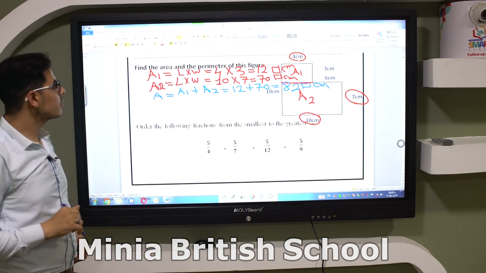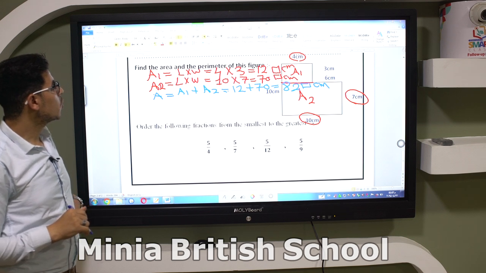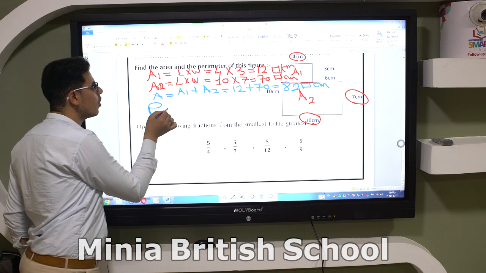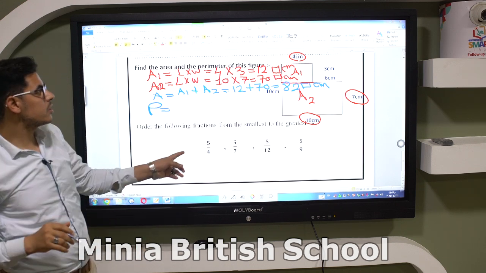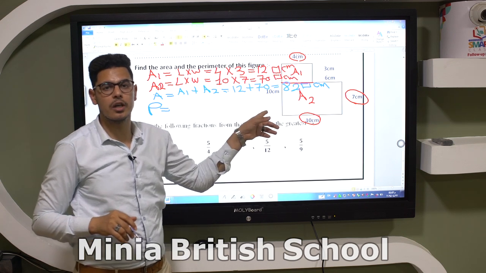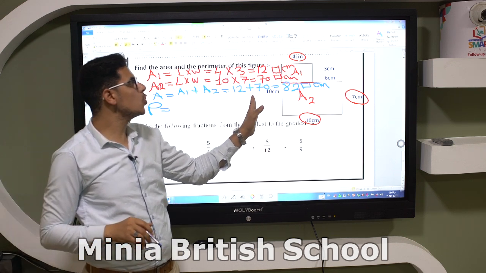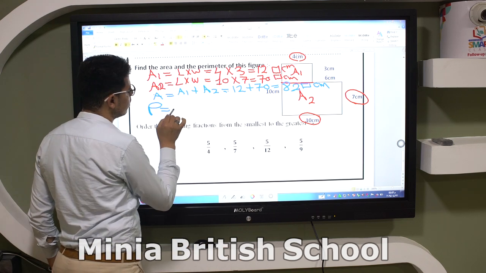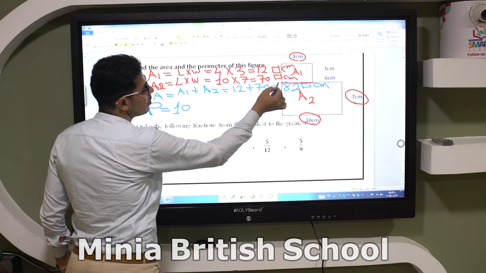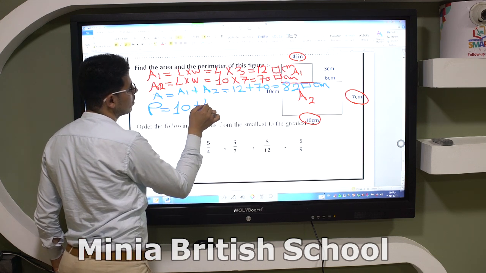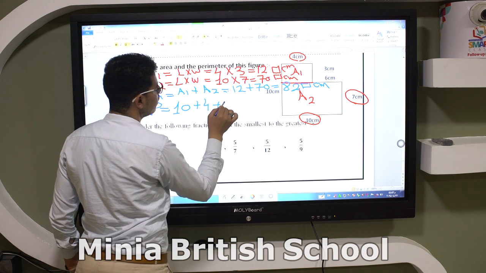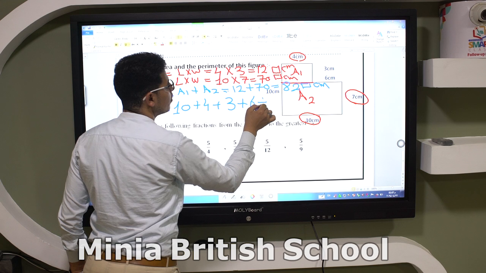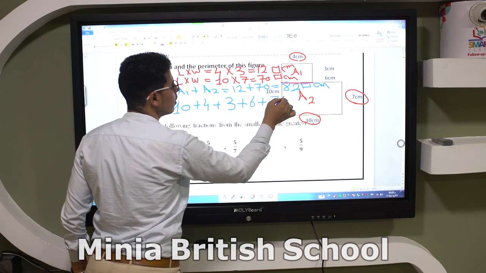The second question, he said find the perimeter also. So I know what the meaning of perimeter is. Perimeter means the summation of the outside lines. So here I will add all these sides. So I will start from 10. 10 plus 4 plus 3 plus 6 plus 7 plus 10.